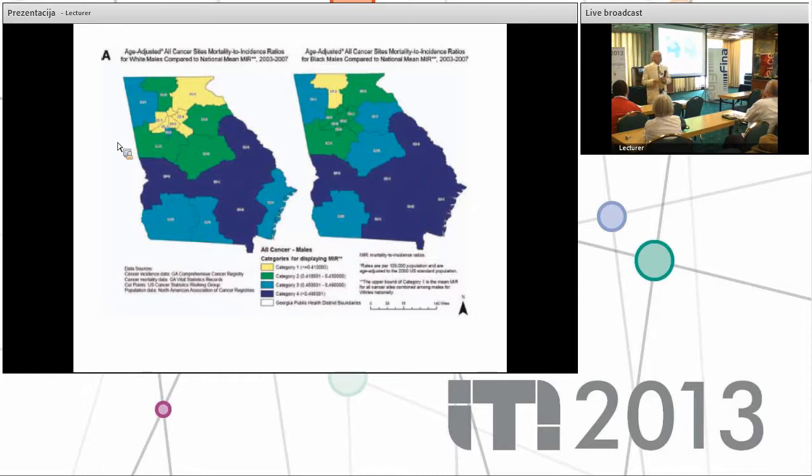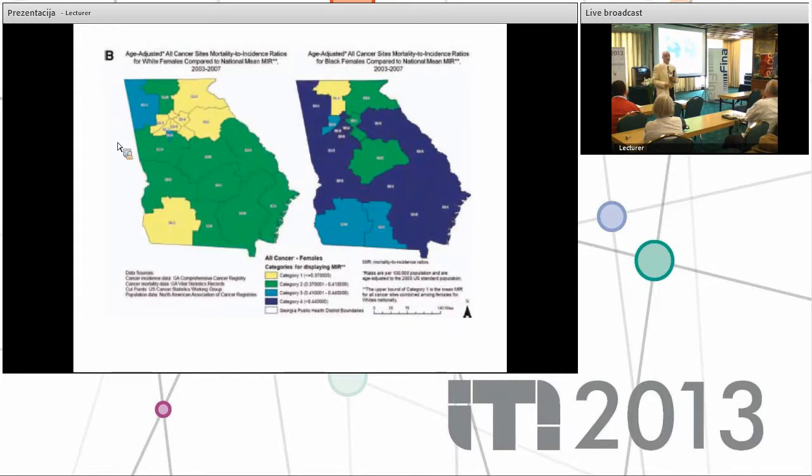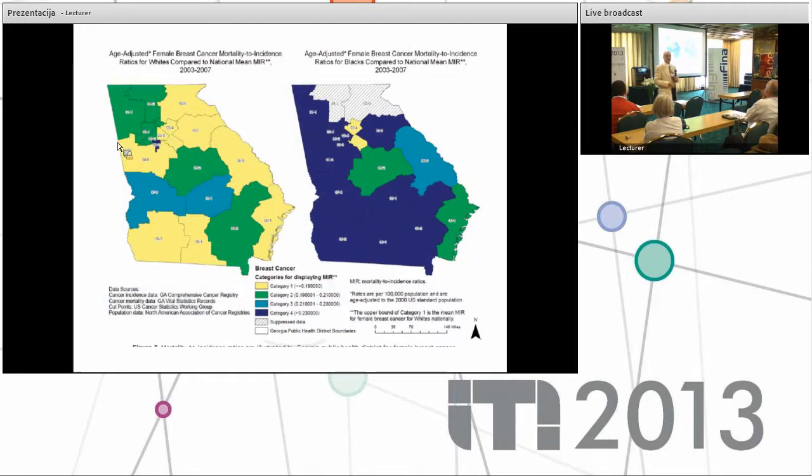What's really great is that we can take these health districts and ask, what's the problem there? Why is there much higher mortality given the incidence? Is it access to care? Is it treatment? Is it late stage at diagnosis? What's driving that? It's very provocative to look at these maps and say, wow, where are the issues? Where are the problems, right?